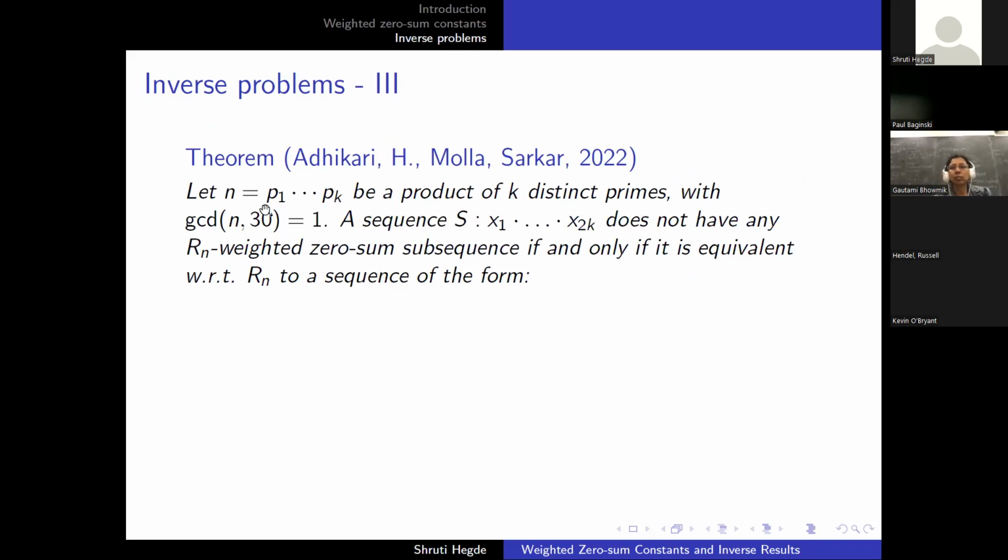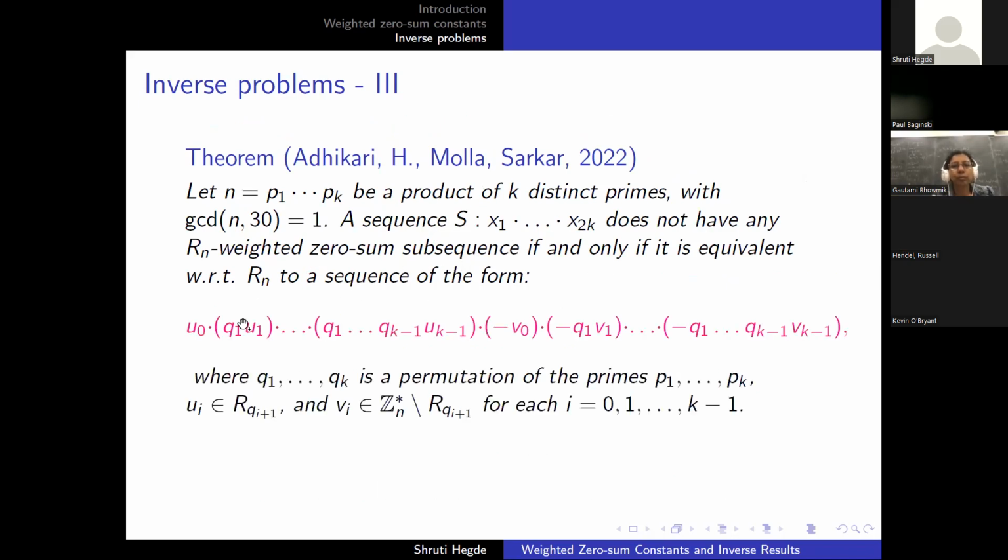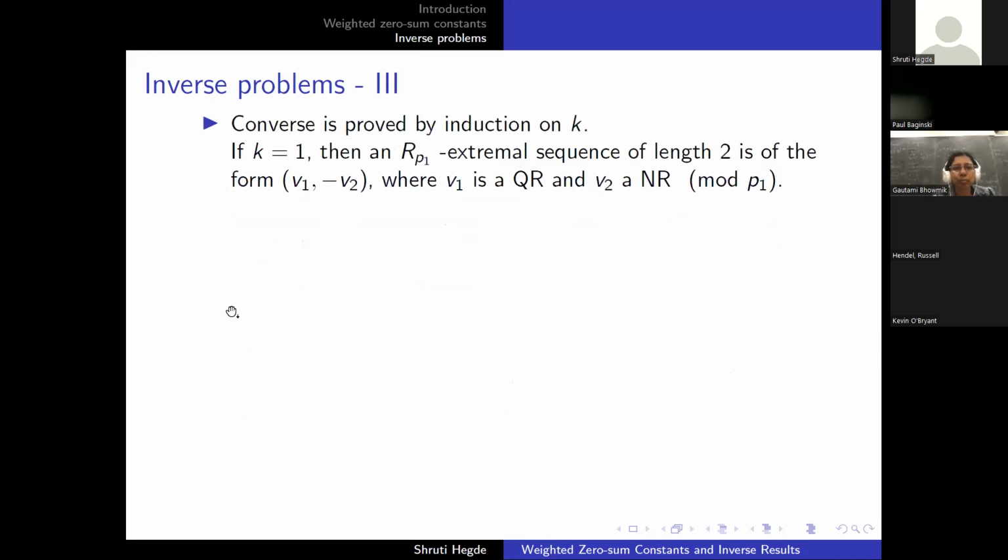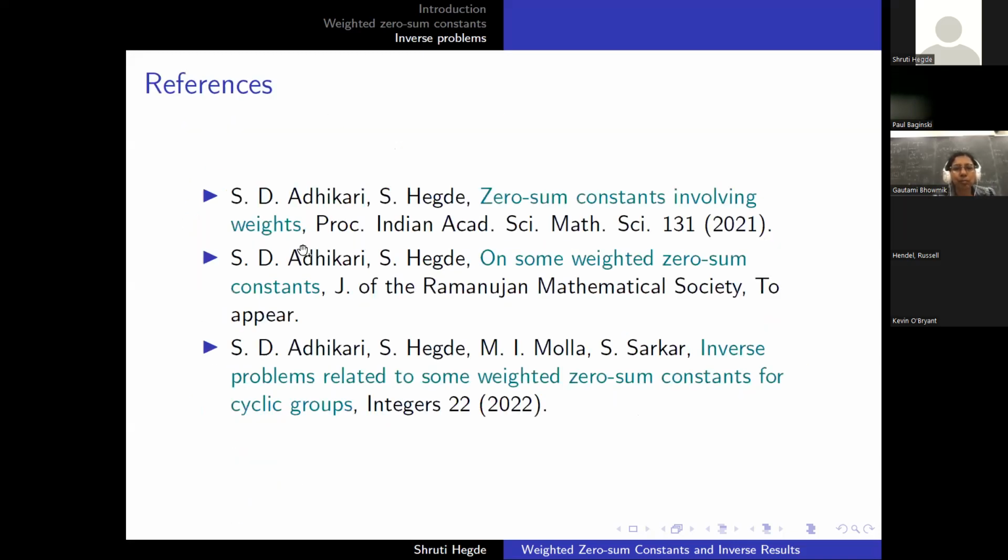Okay, here is the other case. Let n be a product of k distinct primes p1, p2, ..., pk, such that the pi's are greater than or equal to 7. Then any sequence of length 2k does not have an R_n-weighted zero-sum subsequence if and only if it is equivalent with respect to R_n to a sequence of this form, where q1, q2, ..., qk is a permutation of these primes p1, p2, ..., pk. These ui's are squares with respect to q_(i+1), and these vi's are non-squares with respect to q_(i+1). So we'll skip the proof of this also.